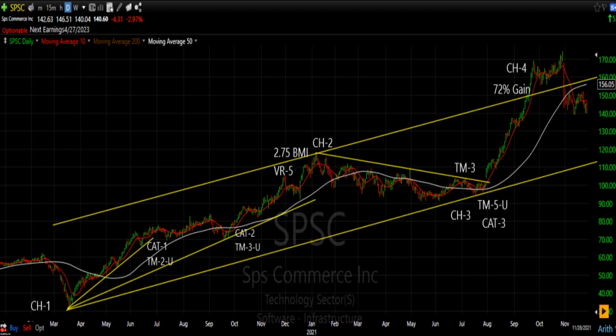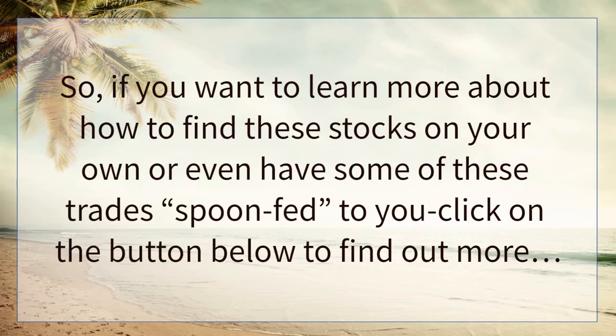If you like trades that offer a higher level of predictability and can allow you the opportunity to stack trades together like SPSC here, which bounced off of our Cat 3 line for a nice 72% gain in 2 months. This was on the stock, not on the option. But due to the quick resolution of this trade, this was another one of those trades that can generate 10x, 20x, or more on the right option strikes.